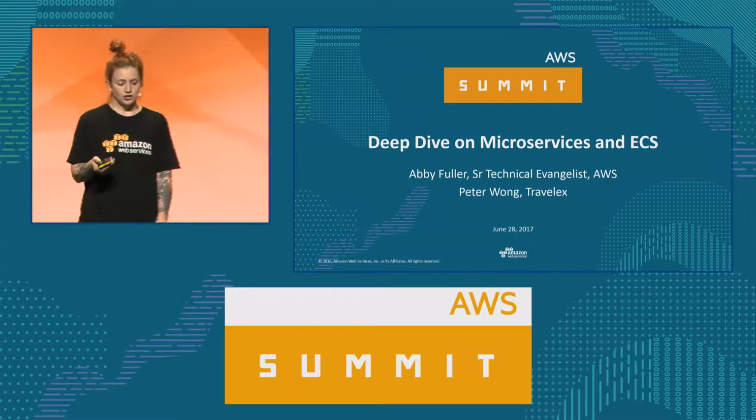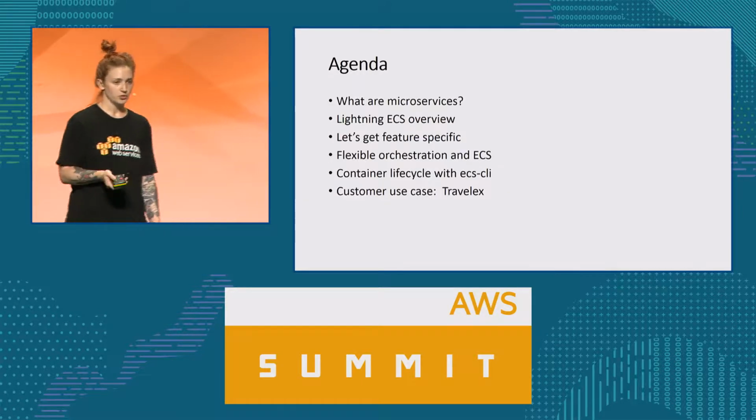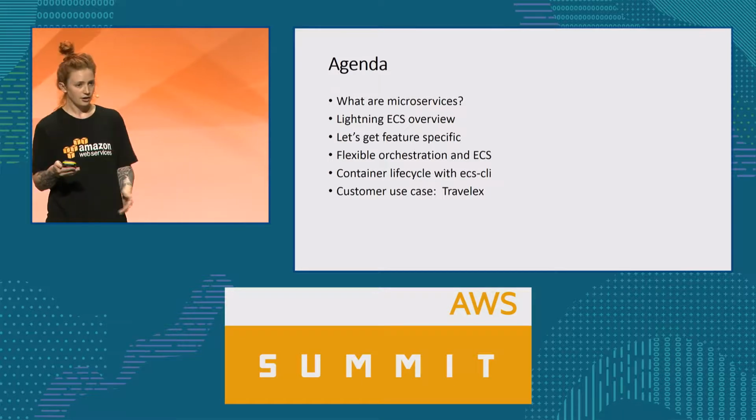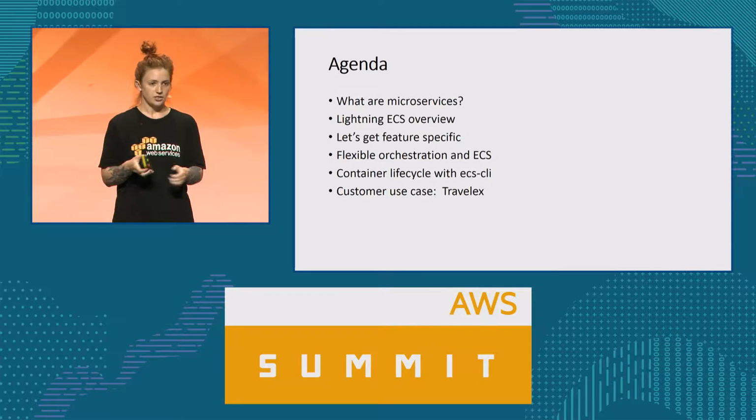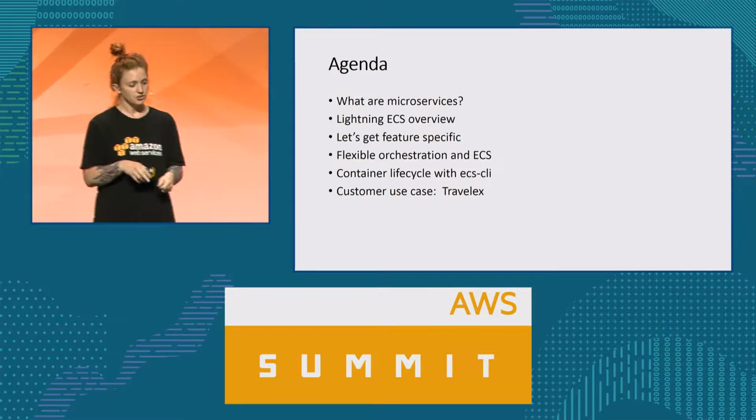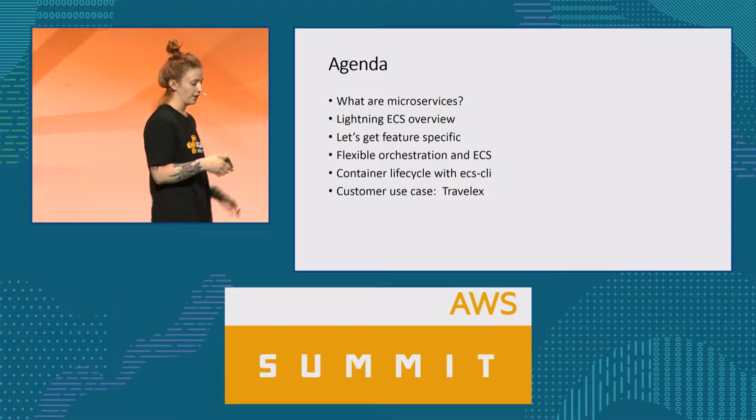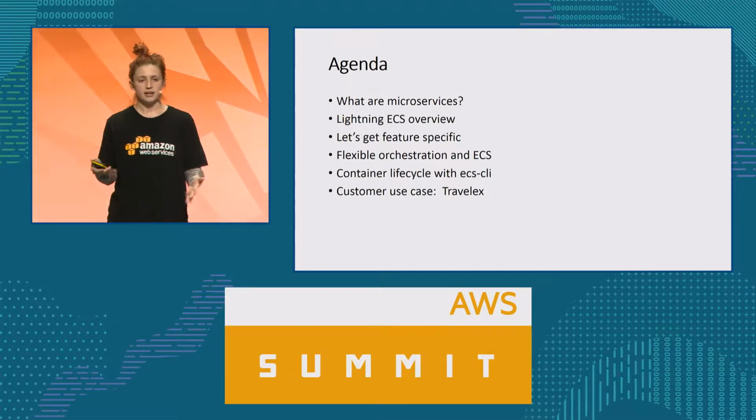So just to level set, what are we going to talk about? Our first topic is we're going to take it a step all the way back and talk about what are microservices. We're going to do a lightning ECS overview. We're going to get feature specific and talk about two pretty specific features. We're going to talk about flexible orchestration in ECS. We're going to do a quick fake demo on container lifecycle with the ECS CLI.